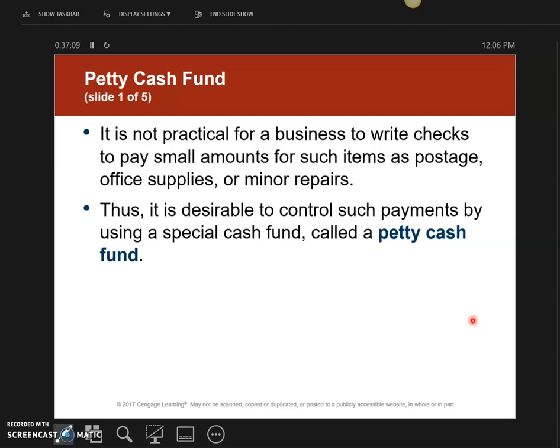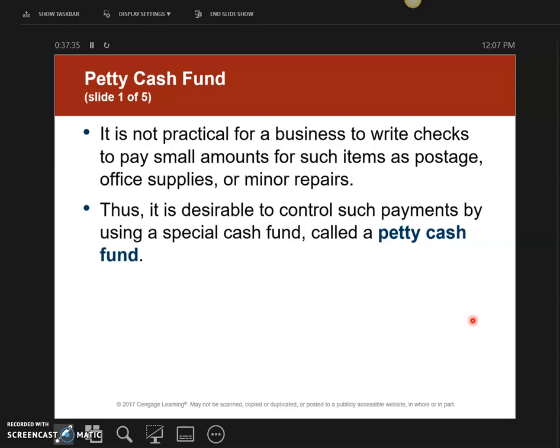Just so you understand, petty cash is basically something I keep in the office because I don't want to keep large amounts of money around in the office to pay for little things like postage or office supplies or minor repairs. I'm afraid that somebody will steal it. So I have what we call a petty cash fund. And this is a fixed amount of money kept in the office in a lockbox with documentation.